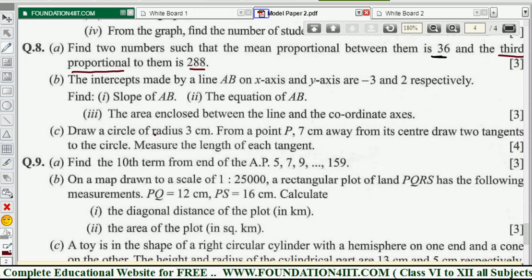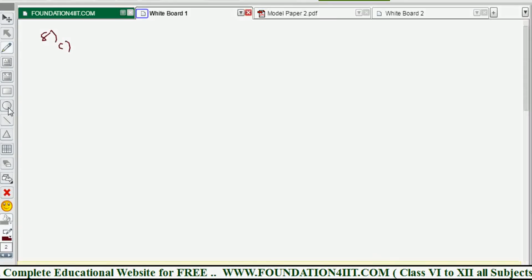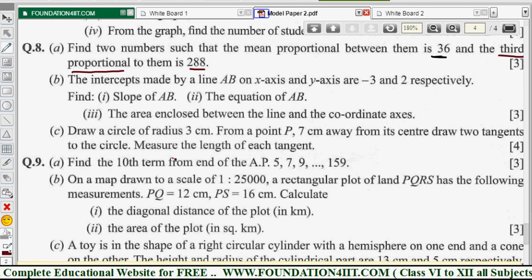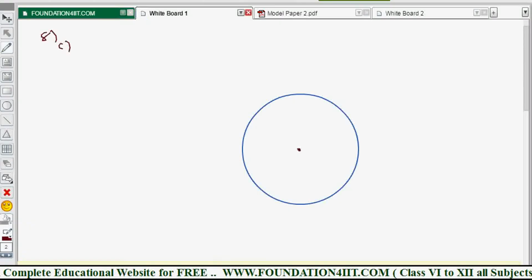So you need to draw a circle of radius 3 centimeters first. Draw the circle of 3 centimeters, and from a point P 7 centimeters away from its center, we will take a line.